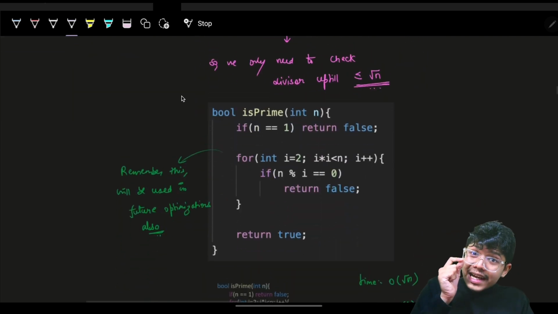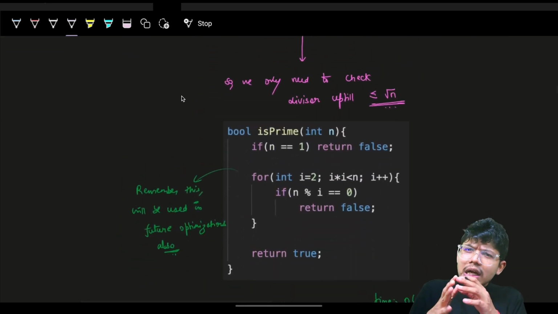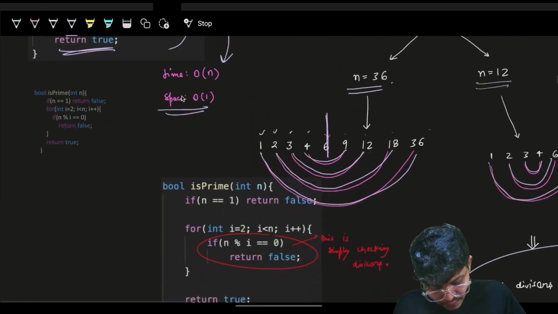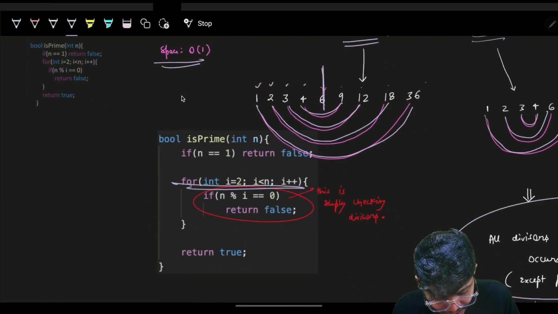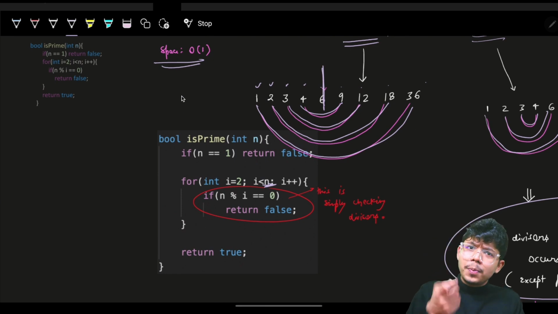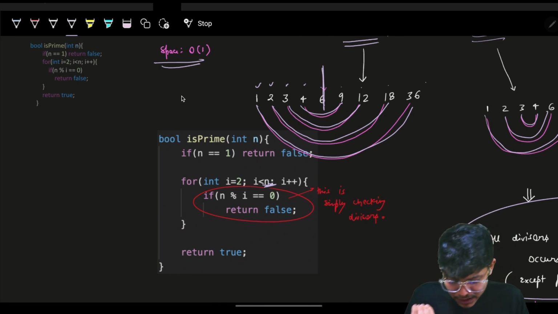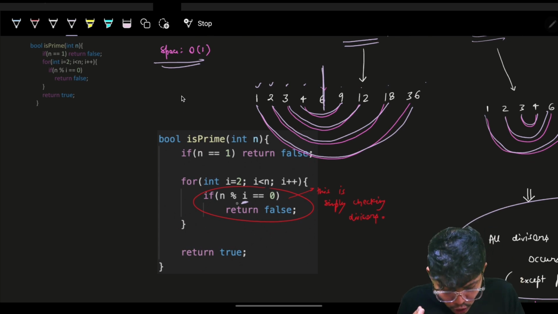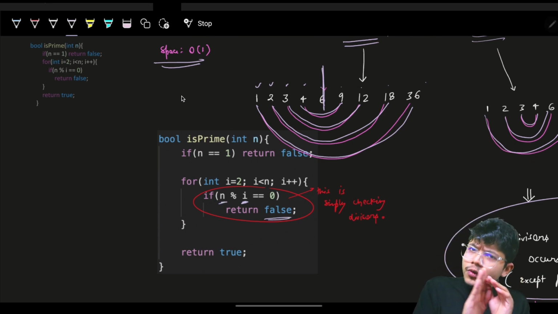Now, what this tells us is that we don't need to check the entire n. See what we were doing earlier: we were going on and trying all numbers up till n. Now I am saying, why do you need to try all of them? What you were checking was just whether some number i is a divisor. If some number i is a divisor of my n, then you simply return false. That is what you were trying, right?